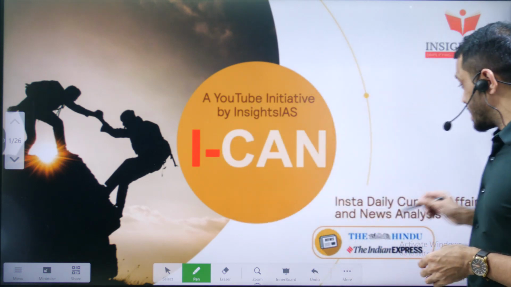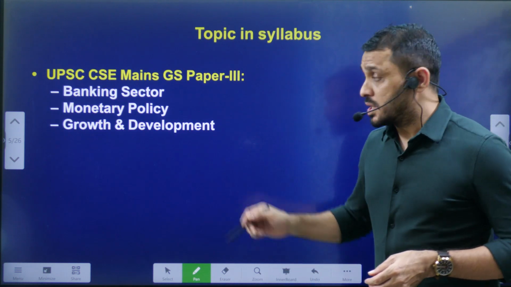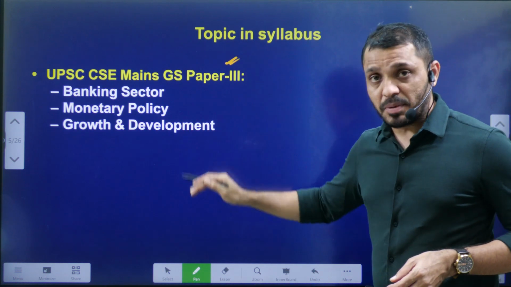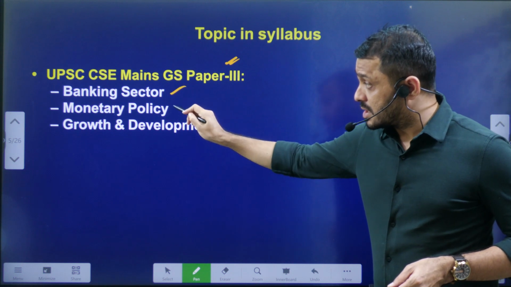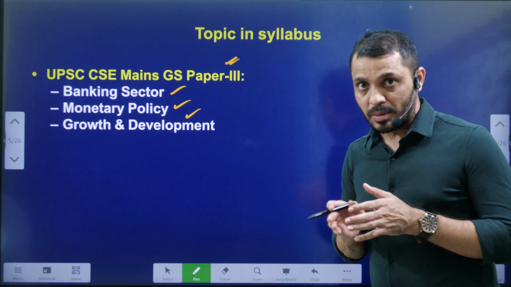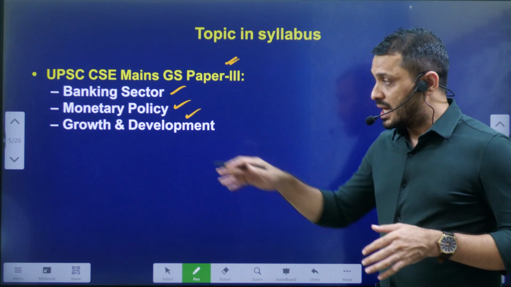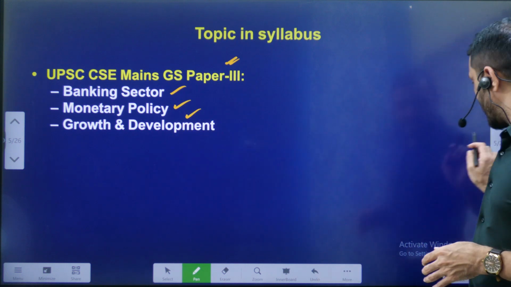Now, let us go through the syllabus mapping first, then we'll go through the video contents. It is related to General Studies paper 3. In GS paper 3, you have banking sector, monetary policy, growth and development. These three words are related to monetary policy. In fact, we are going to discuss monetary policy as relevant to these three areas.